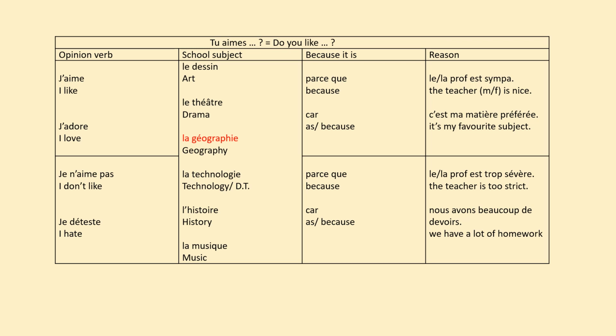La géographie. La géographie. Good. Okay, so the G makes a J sound and the E accent makes an A sound. So let's try again. La géographie. La géographie. Très bien.